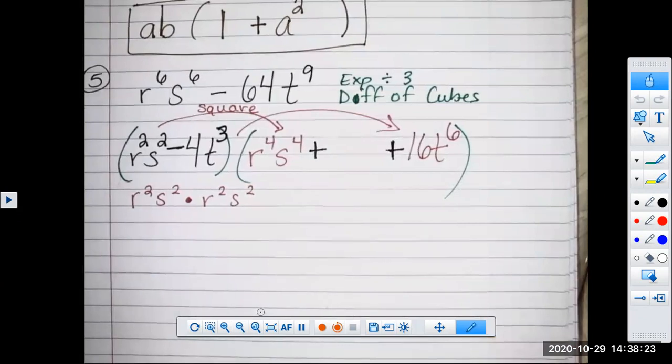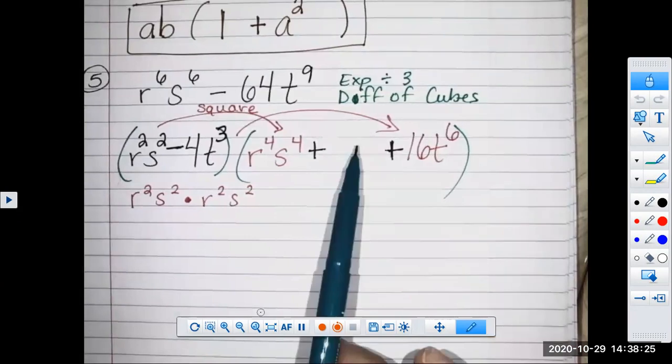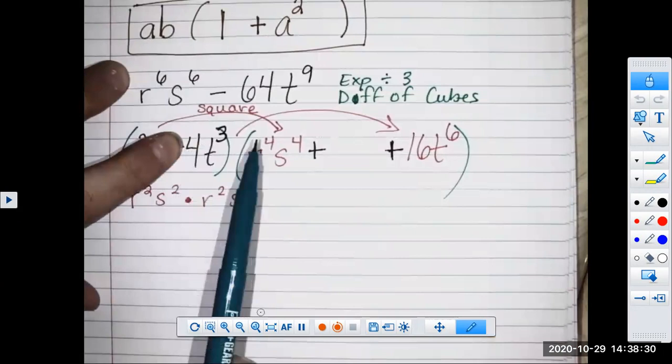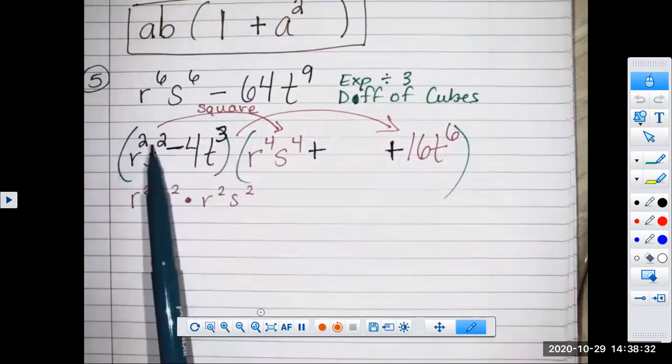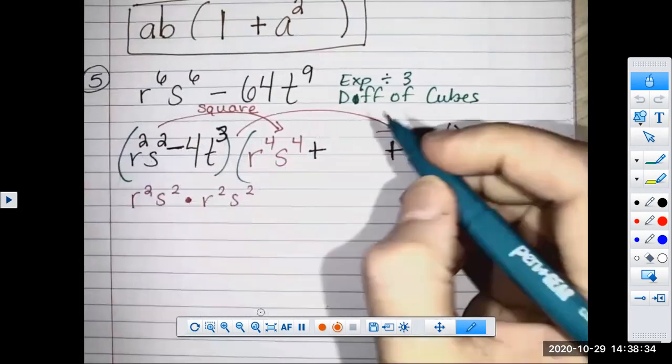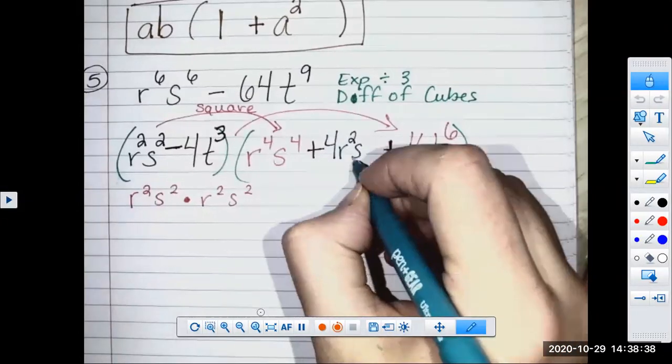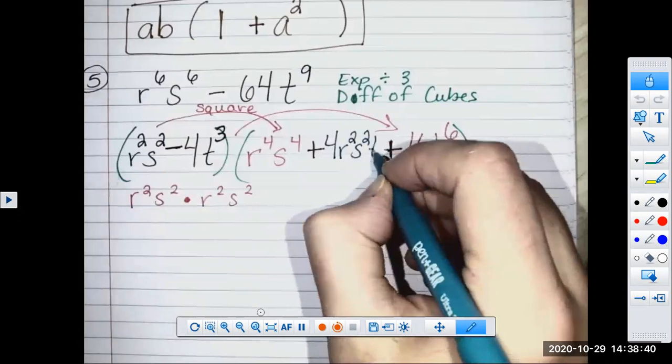Okay. Finally, let's get this middle term. You take 4t cubed and you multiply it to that. So you're going to write all of that together. 4r squared s squared t cubed.